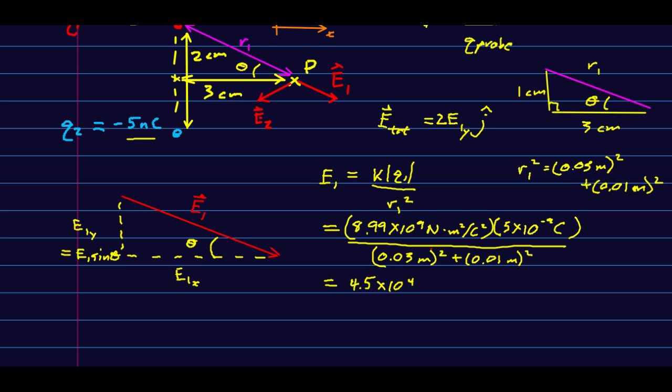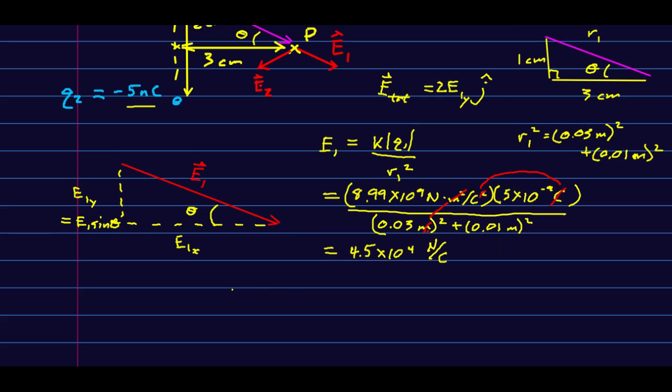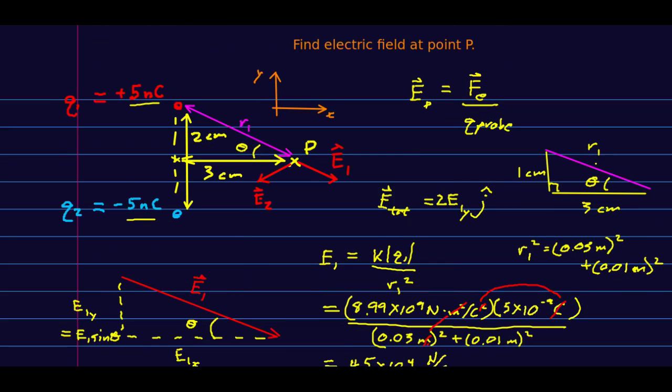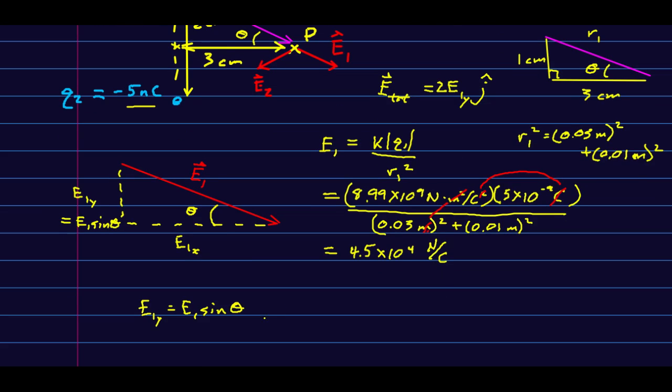Let's just look at the units. Meters squared in the denominator are going to take out those meters. This coulomb takes out one of those coulombs, and so we get newtons per coulomb, as we should for an E field. Now, E1y. E1y is just E1 sine theta. It's tempting to come up here and use this triangle to get theta by doing inverse trig and then plug that theta into the sine theta.